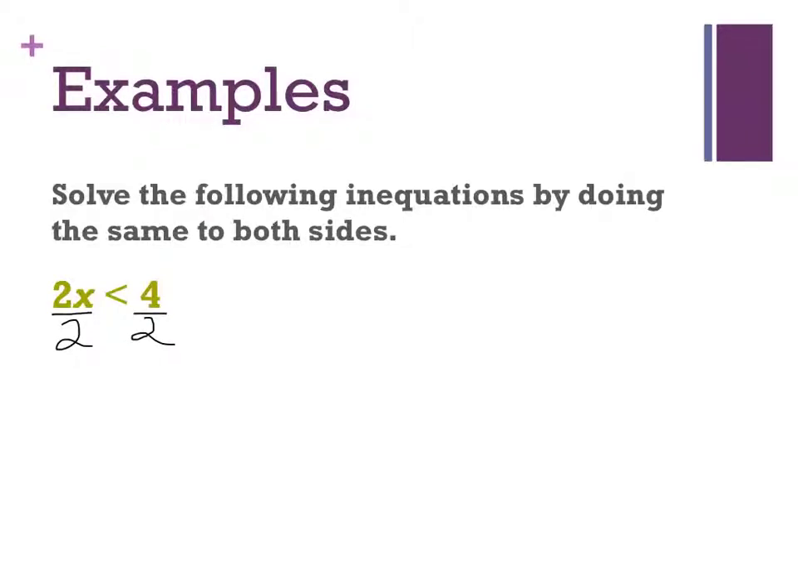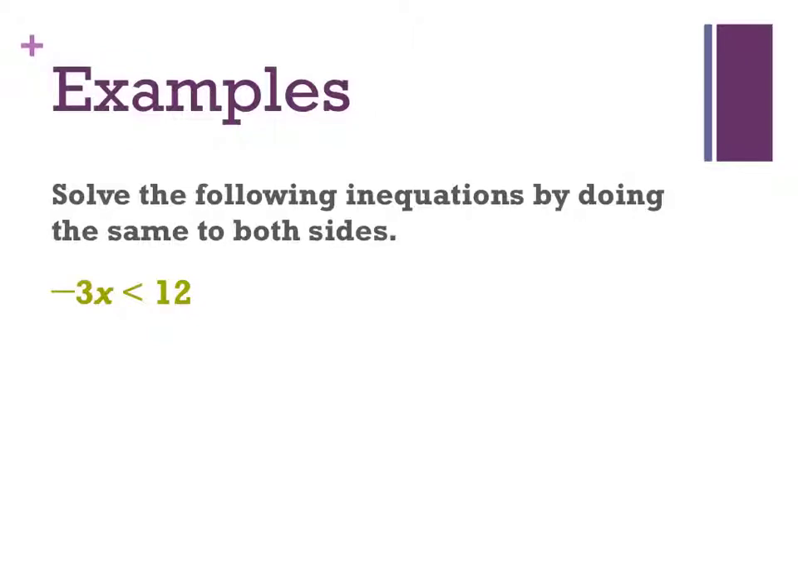Now, why did I divide this side by 2? Well, it was 2 multiplied by x. If I'm trying to get the x by itself, I have to get rid of that 2. I get rid of that 2 by doing the opposite operation, so division. So that would mean that x is less than 2. And that's how I solve the inequality. Let's look at another example.